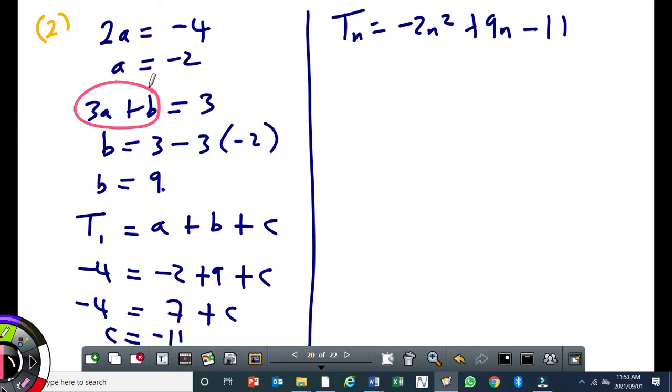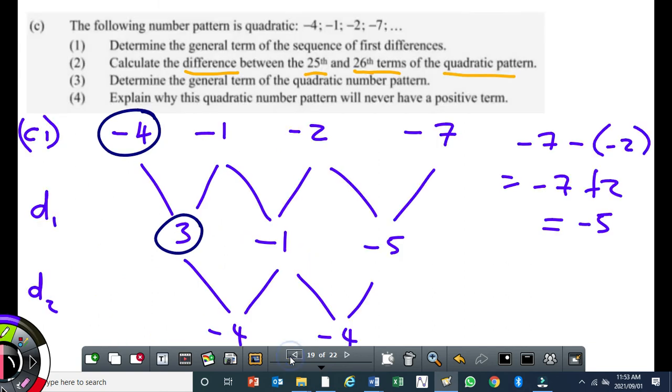That expression 3A plus B is equal to the first term of the first differences. Your first term of your first difference is that. If you use 5A plus B, it means that 5A plus B will be equivalent to this. If you use 7A plus B, that 7A plus B will be equivalent to that. But generally, as I taught you on the first day last week, normally we use 3A plus B to be equivalent to the first term of the first differences.